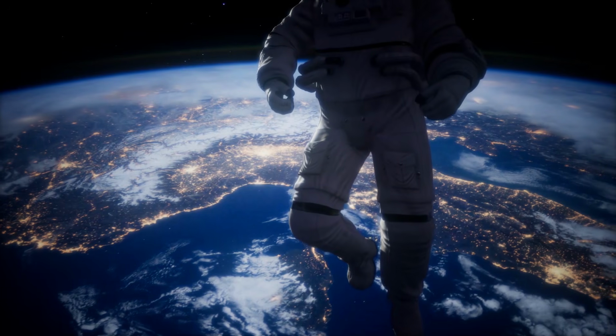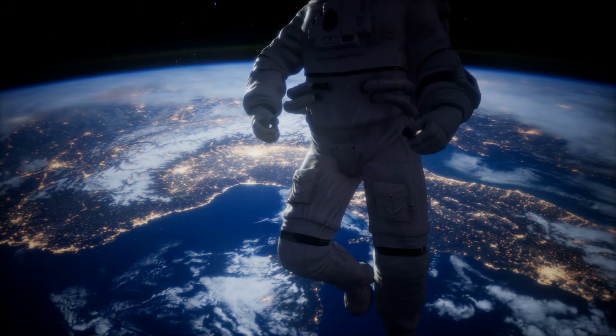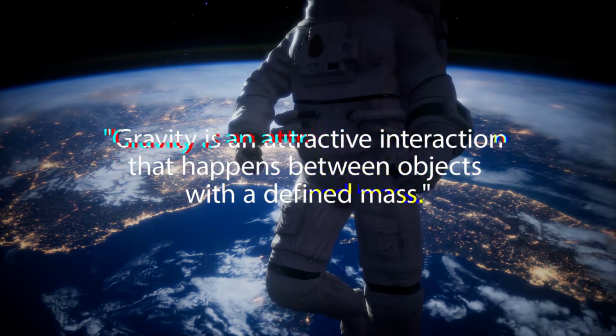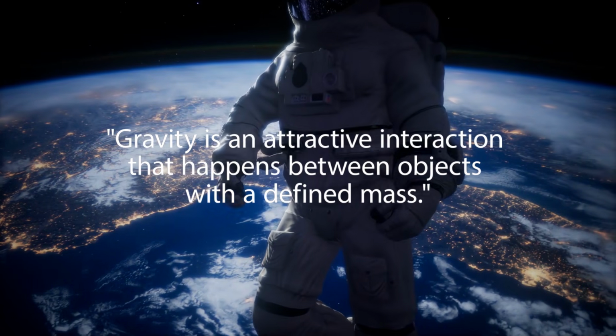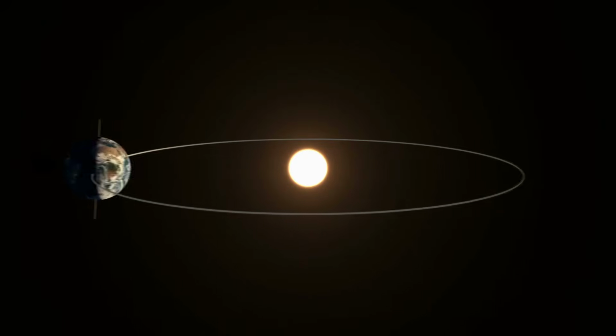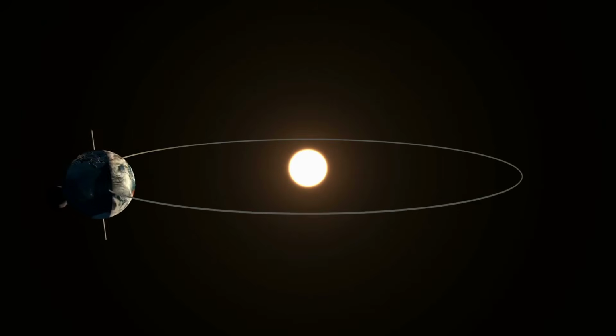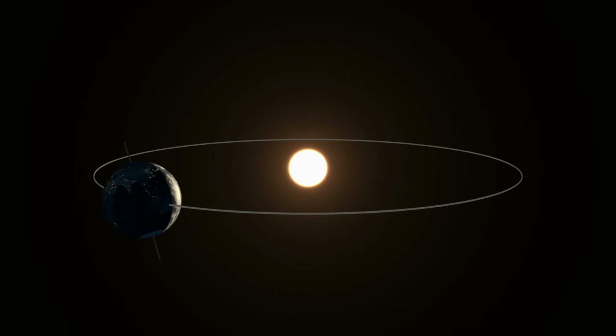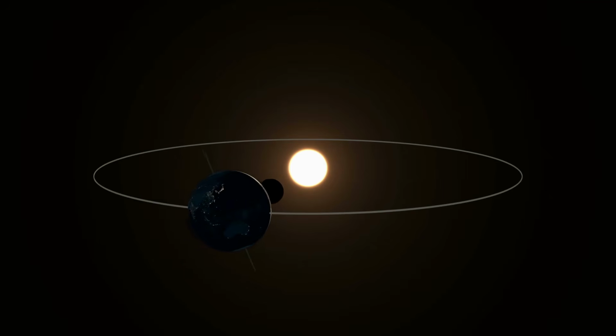What is the easiest description of gravitation? Well, Newton may help us, saying that gravity is an attractive interaction that happens between objects with a defined mass. The gravitational force is inversely proportional to the square of the distance between the two objects, and directly proportional to the masses through the well-known gravitational constant that's around 6.67 times 10 to the negative 11.